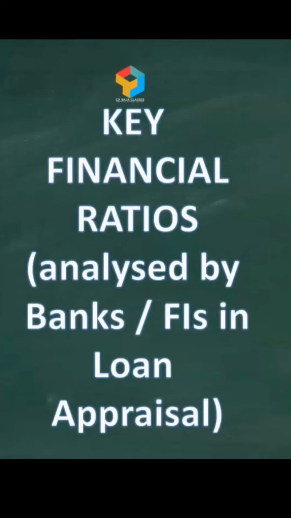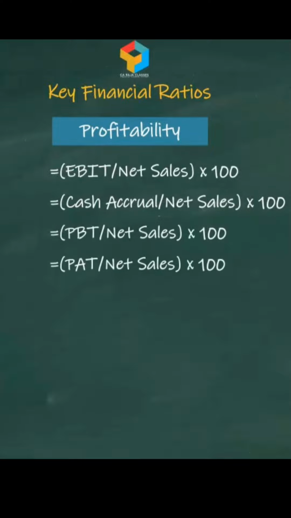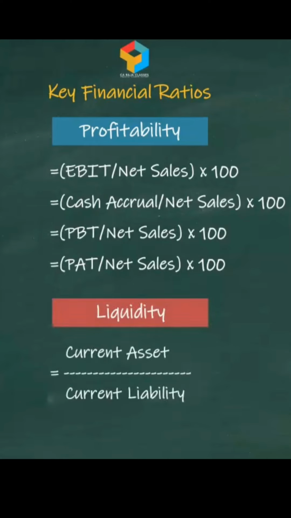Do you know what the key financial ratios are that are analyzed by banks or financial institutions in loan appraisal? Let's start with profitability ratios. There they'll be analyzing EBIT with net sales, cash accruals with net sales, PBT with net sales, PAT with net sales. Then let's get into liquidity ratios, where they are going to measure the liquidity using the current ratio, that is current asset by current liability.